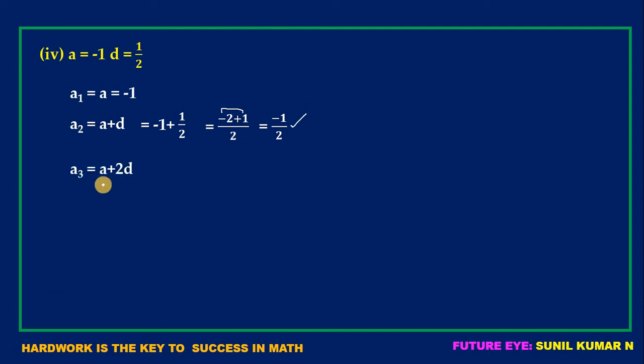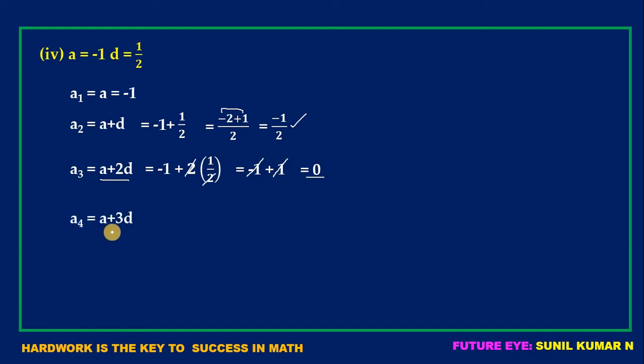Next the third term. We know how to write this: A plus 2D. Substitute the values, and we get minus 1 plus 2 times 1 by 2. And here this denominator 2 and this 2 get cancelled. And we are left with minus 1 plus 1. These cancel and give the answer 0.